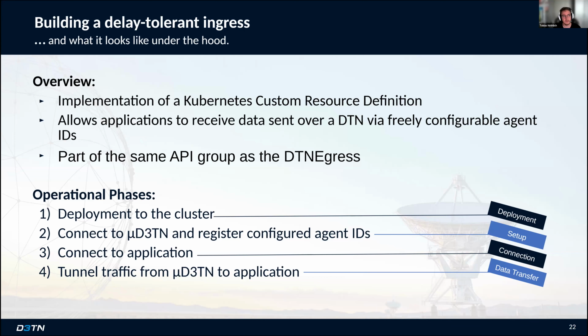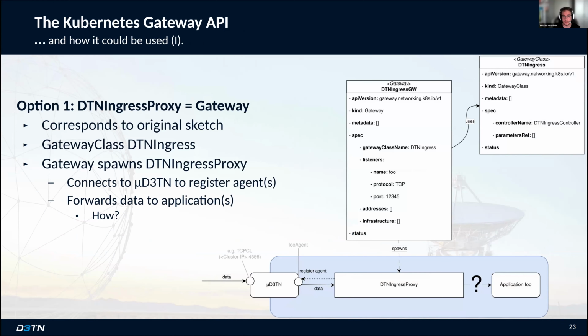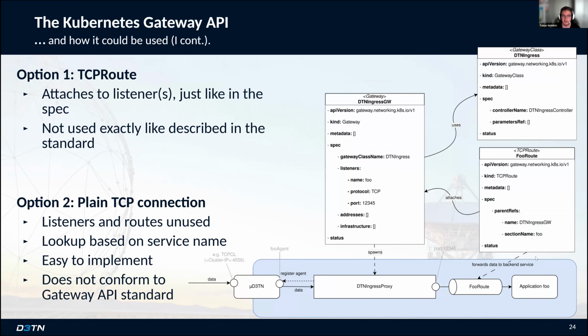So I mentioned it's implemented as a Kubernetes custom resource definition, so here is a bit of our process of getting there. First of all, we wanted to implement it using the Kubernetes Gateway API. The very first idea, before really diving deep into how the Gateway API works, was to have the ingress proxy be the gateway. This would correspond to the original sketch I showed earlier. We would have a gateway class DTN ingress, and the gateway spawns the DTN ingress proxy, which would then connect to the applications in some manner, which could be a TCP route or a plain TCP connection.